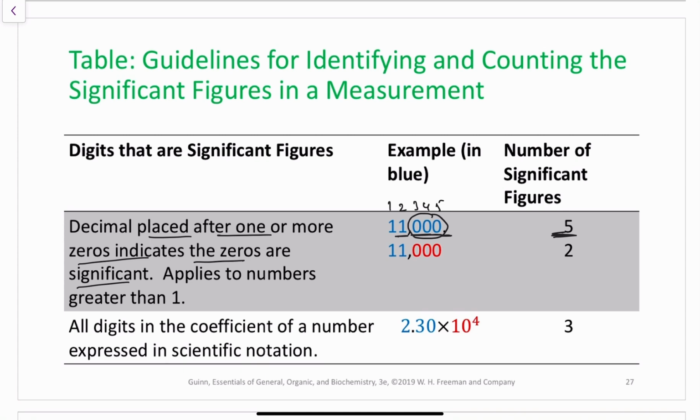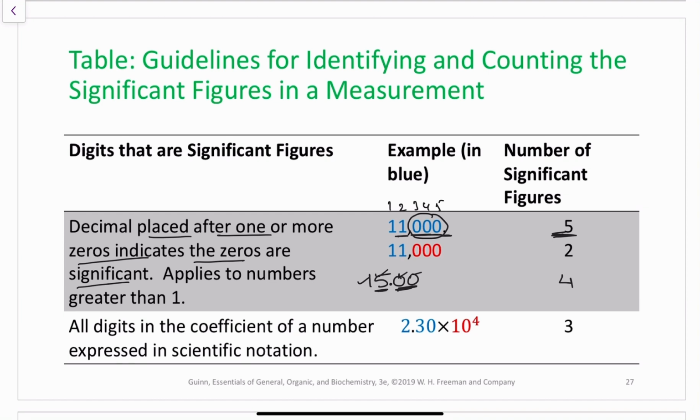Let me tell you one more time. For example, if I give you one example, 1, 5, 0, 0, decimal. First look at the zeros and see if you have a non-zero number in front of them, like 1, 2, 3, 4, 5. If you have a non-zero number in front of the zeros and then you have a decimal anywhere, then these zeros become significant. So now how many significant numbers do you have? 1, 2, 3, 4. So you have 4 significant numbers in here.